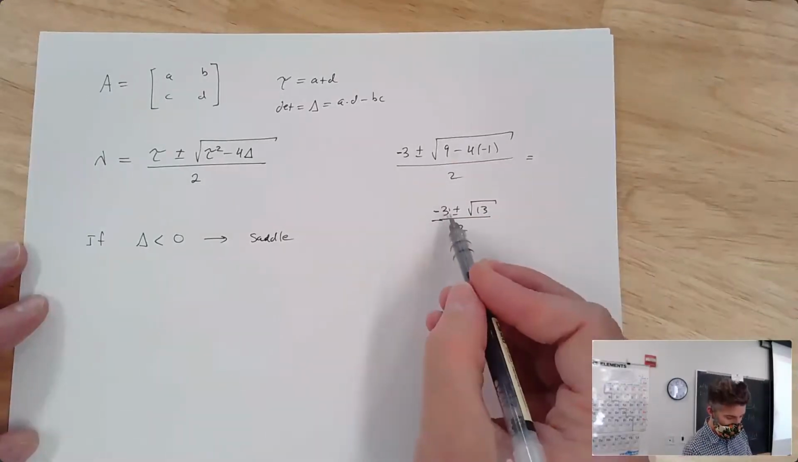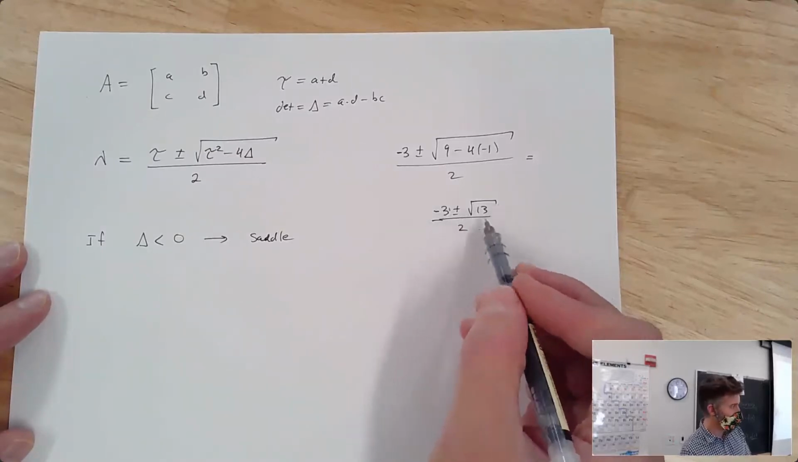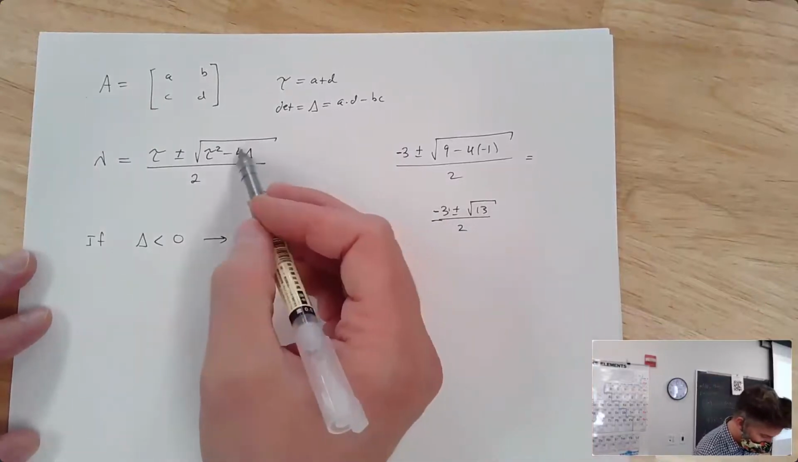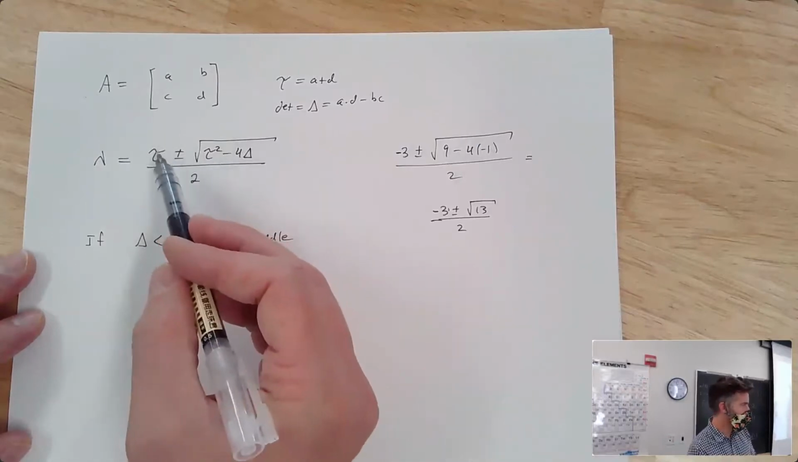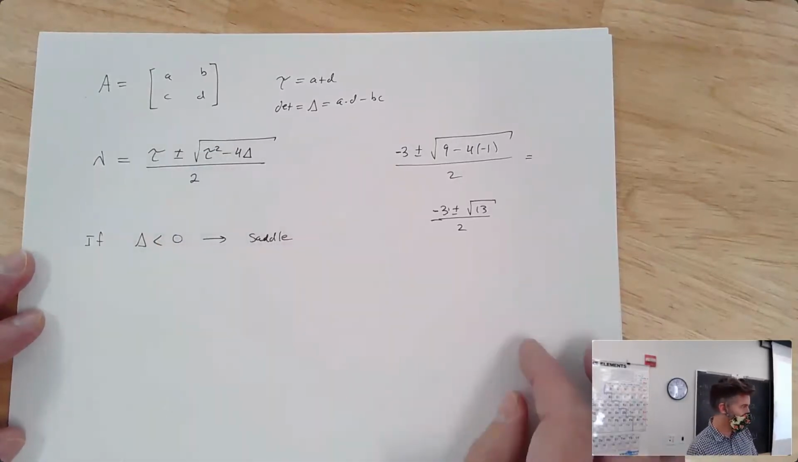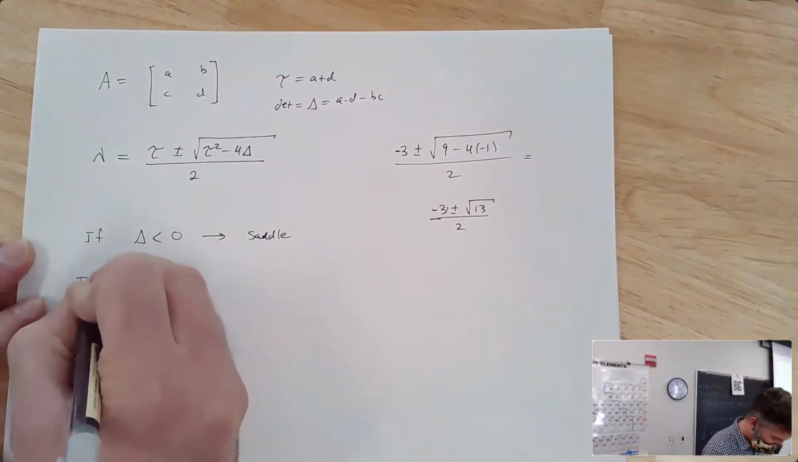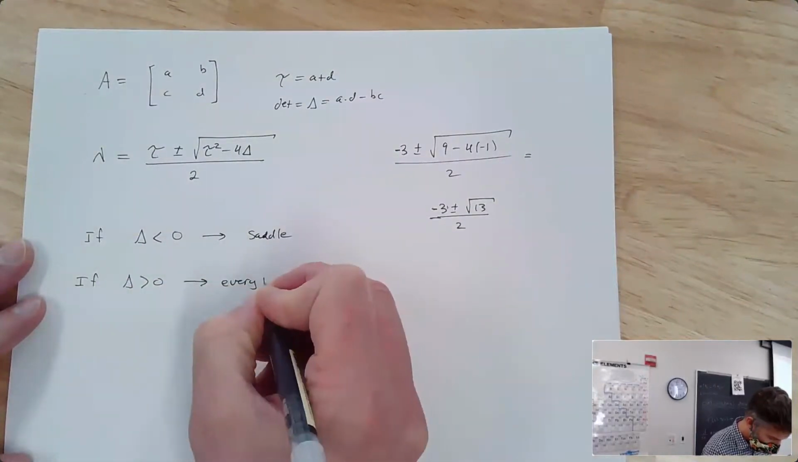Because then negative 3 minus root 13 is negative, and negative 3 plus root 13, that root 13 is big enough to overcome the negative 3. So if your determinant's negative, this part gets big enough to overpower that. And so it's positive one way, negative the other way. And that's actually the only time you get a saddle, is if the determinant's negative. If the determinant's positive, you get other stuff. So if the determinant's positive, everything else.